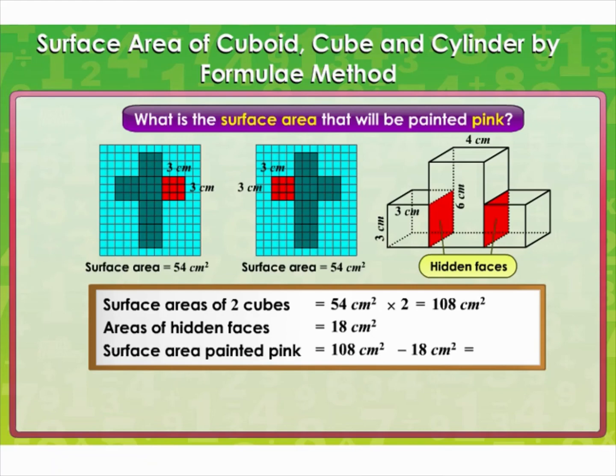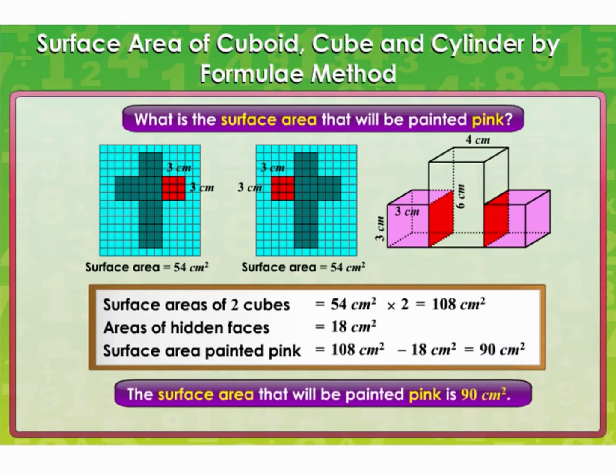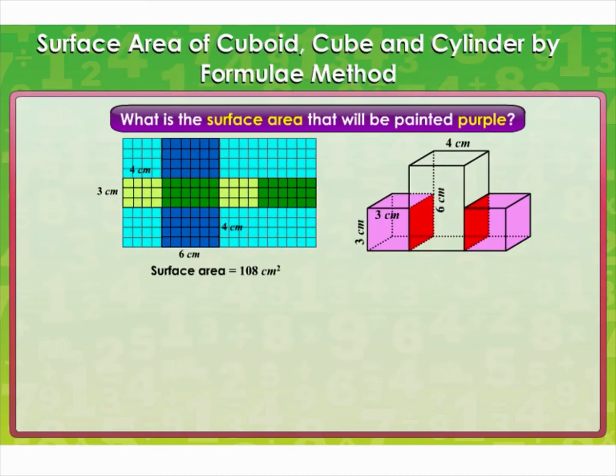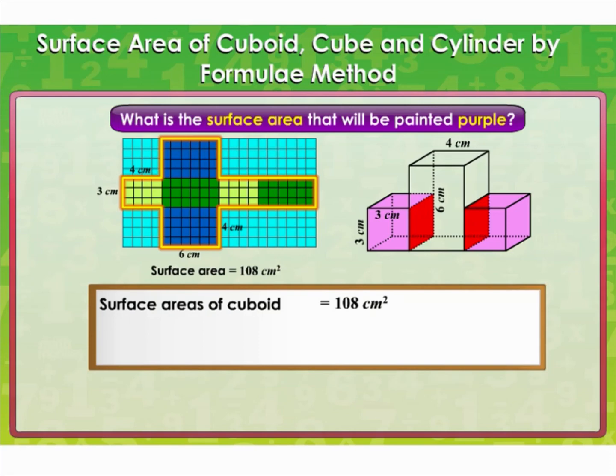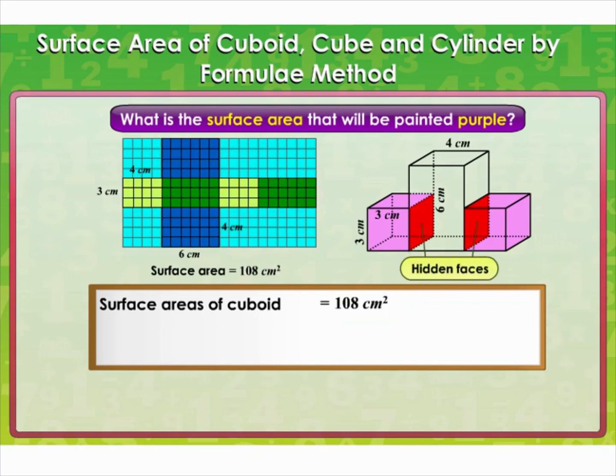We need to minus 18 square centimeters from 108 square centimeters. The surface area that will be painted pink is 90 square centimeters. What is the surface area that will be painted purple? The surface area of the cuboid as shown by the net is 108 square centimeters. What about these two parts of the faces that are joined to the cube?